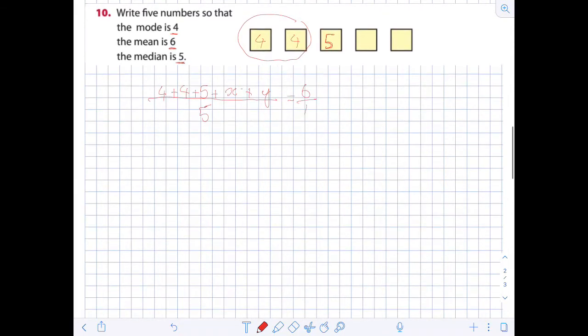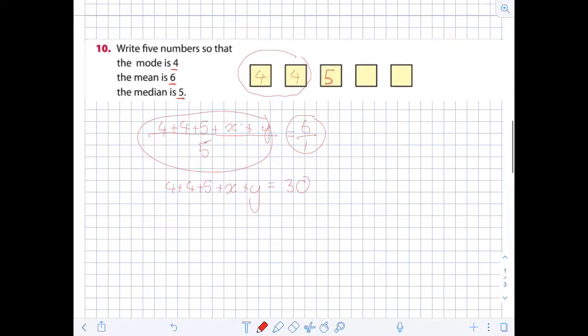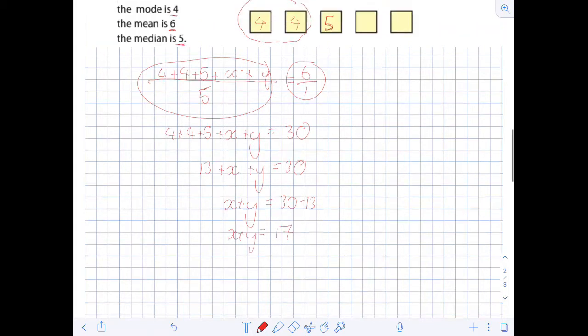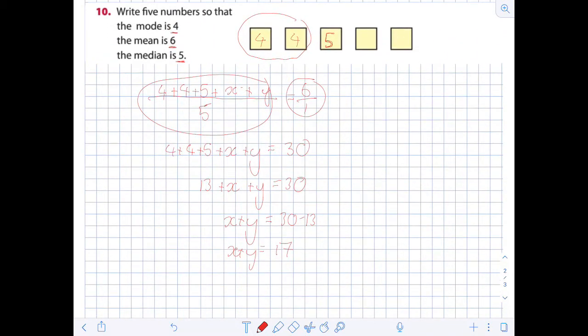So I now have one fraction equaling one fraction. I have 4 plus 4 plus 5 plus x plus y must equal 30. So I cross multiplied. I now have 9, I now have 13. 13 plus x plus y is equal to 30. So I now have x plus y is equal to 17. 30 minus 13. X plus y is equal to 17. So I'm going to pick maybe an 8 and a 9.